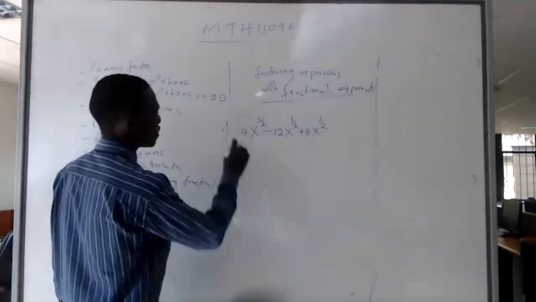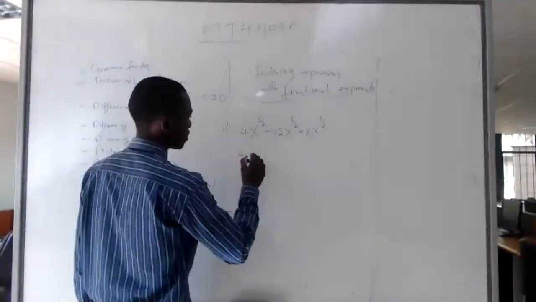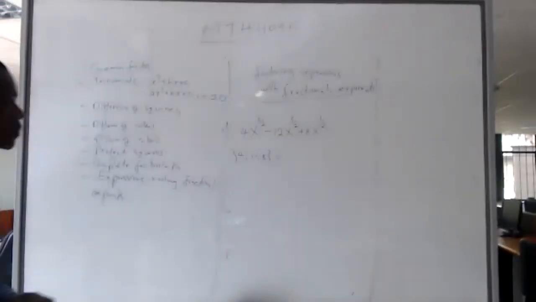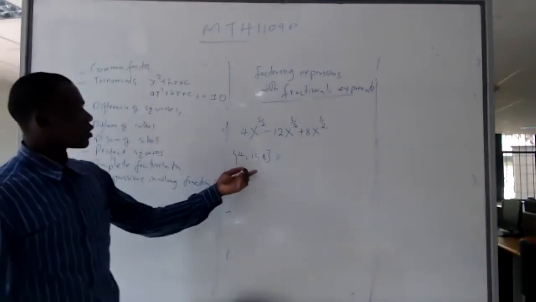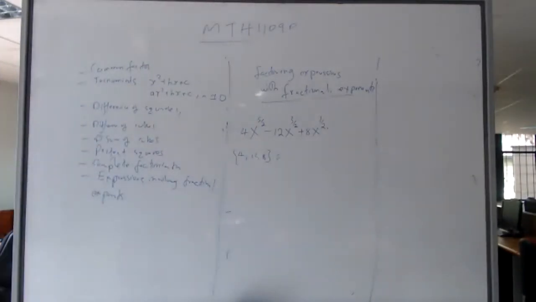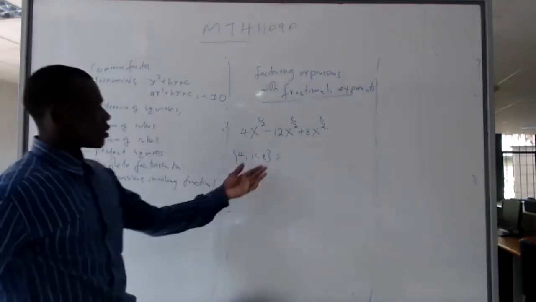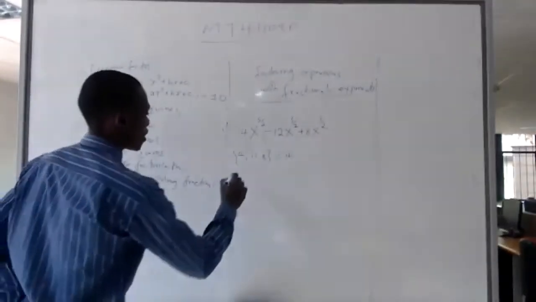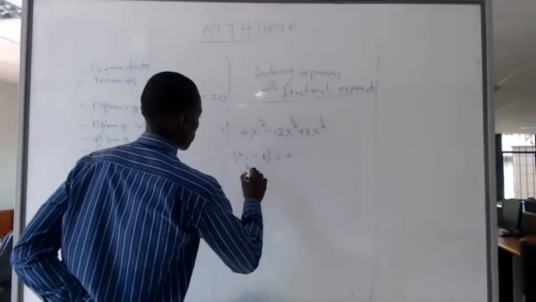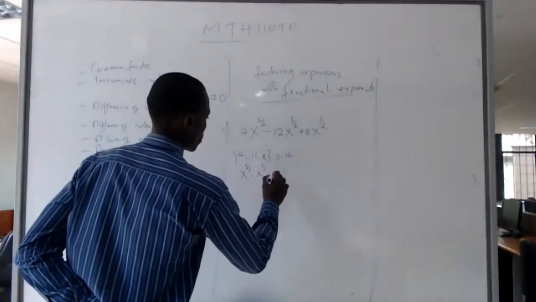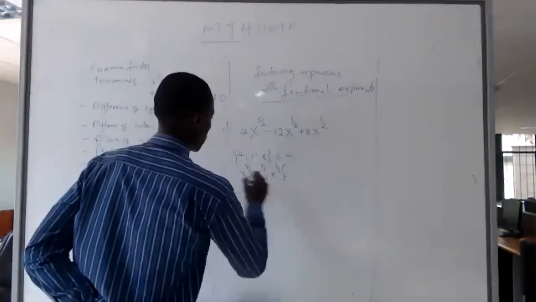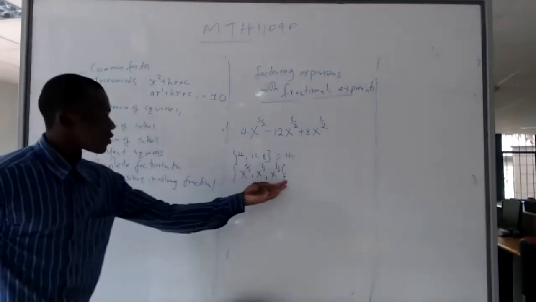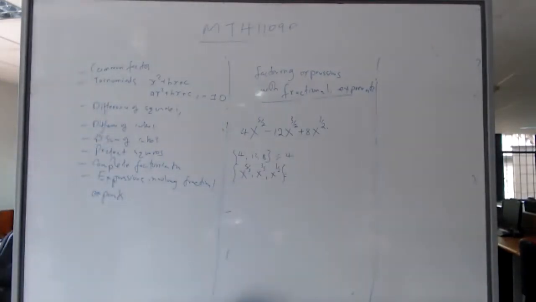So the first step is look at the terms. So we have 4, 12, and 8. Look for the greatest common factor. What's the greatest common factor of 4, 12, and 8? 4. Greatest common factor, that's 4. And now these terms, x power 5/2, x power 3/2, and x power 1/2, what is the greatest common factor?